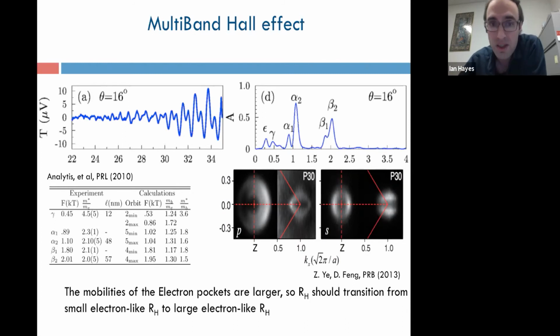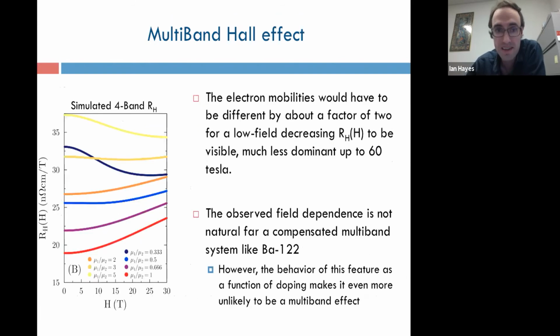And so that allows us to do just basic simulations and ask how much field dependence we should expect from that. And the answer is not very much. You still expect the hole and electron balance to dominate and for the Hall coefficient to simply increase with field. You would need an unrealistically large difference between the mobilities on the two electron sheets to get a low-field decay in the Hall coefficient. And even then, it's not going to be very large. So this can't rule out multiband effects as the origin.